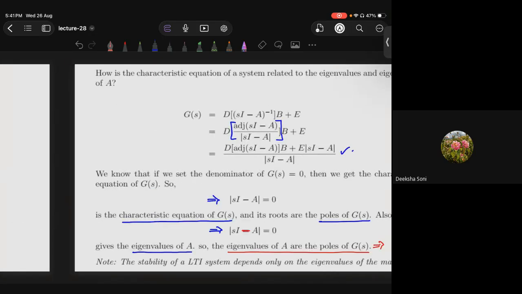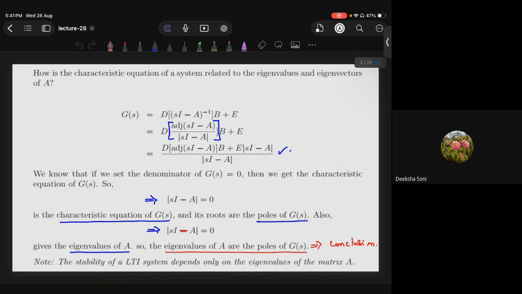Now, if you see this, this is our first expression, the transfer function, which is nothing but C of S by R of S. Here this part is the inverse of a matrix. So how do we define the inverse of a matrix? Adjoint by det. Correct? Adjoint by det. So you can see that in the denominator we have det of SI minus A.